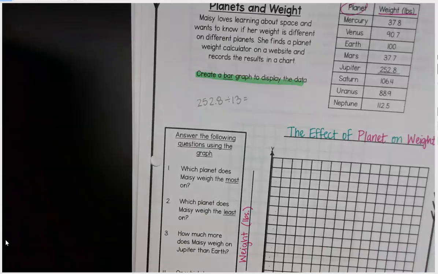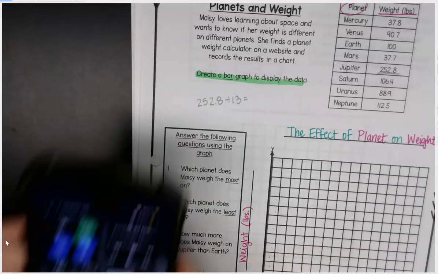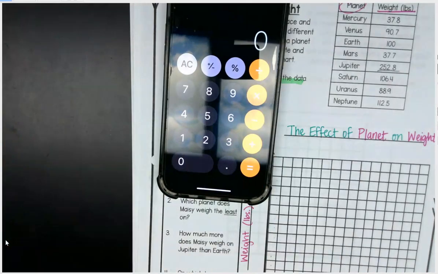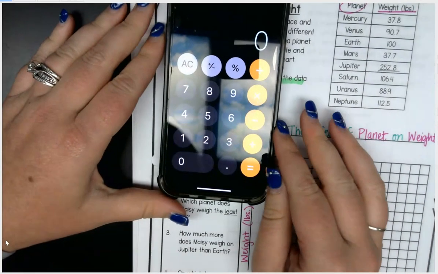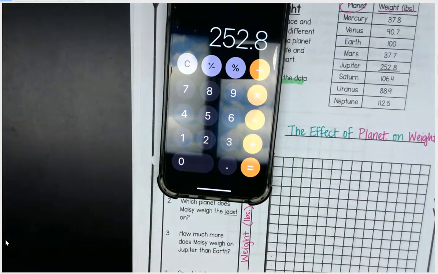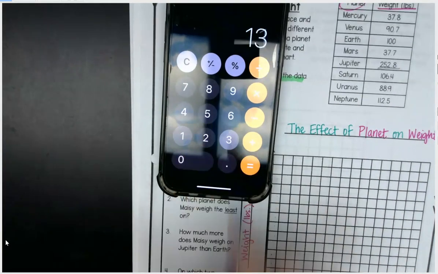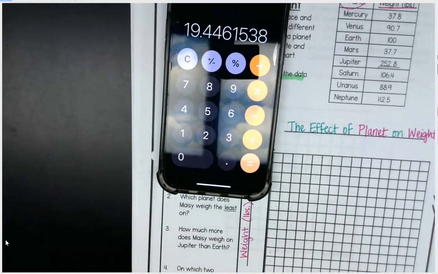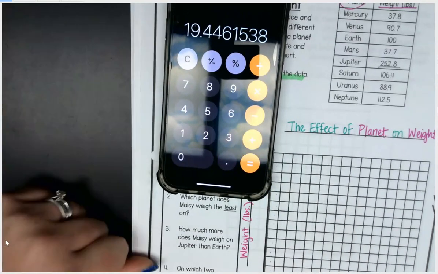So I've got my calculator, which I don't have a calculator because I'm not a student, but I've got a phone. You guys are obviously going to have your phones in your lockers. So I have 252.8 divided by 13. Because I've got 13 boxes, that's going to give me 19.4.